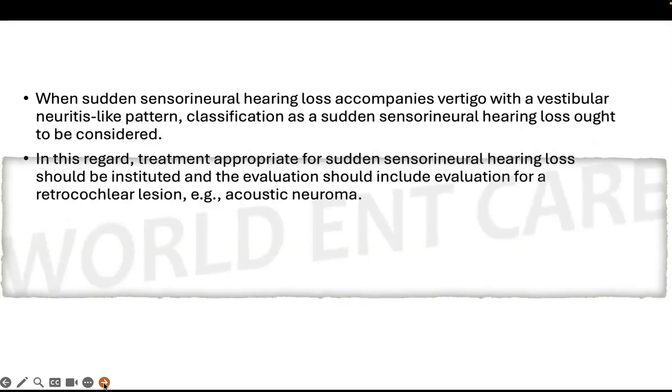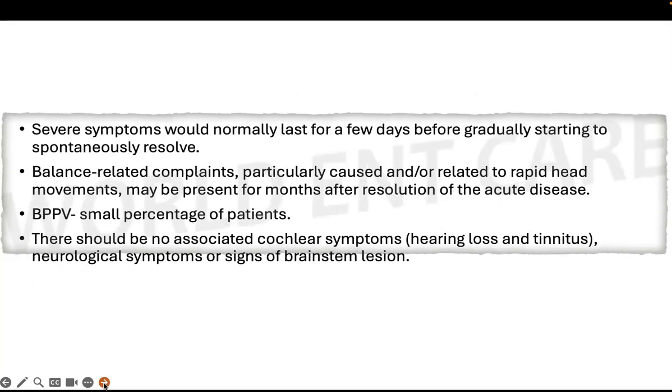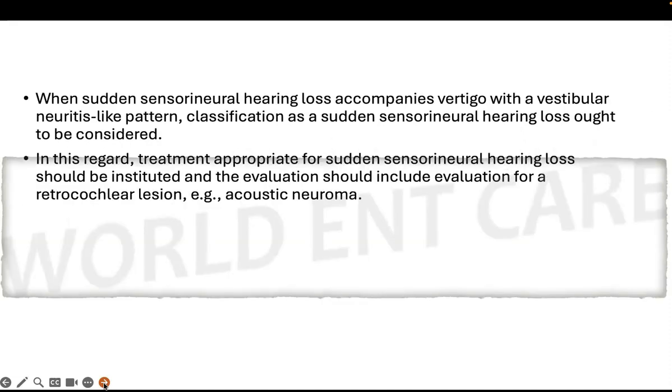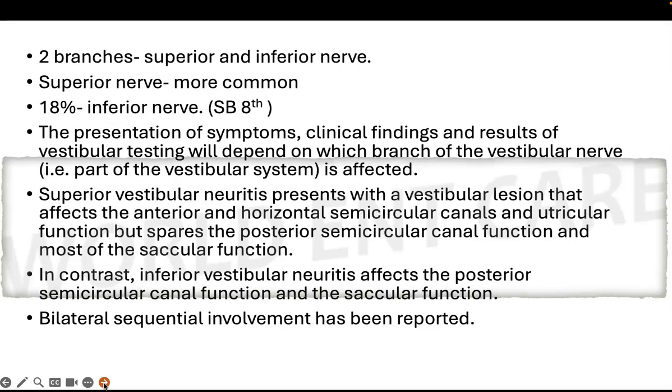Now, when sudden sensory neural hearing loss accompanies vertigo with a vestibular neuritis like pattern, classification as a sudden sensory neural hearing loss ought to be considered. So, basically, whenever there is a component of sensory neural hearing loss along with the vertigo, you have to rule out sudden sensory neural hearing loss, because in vestibular neuritis there won't be any hearing loss. Okay, and in this regard, the treatment appropriate for sudden sensory neural hearing loss should be instituted, and evaluation should include evaluation of retrocochlear lesions like acoustic neuroma.